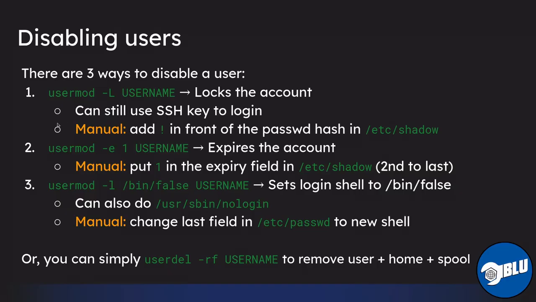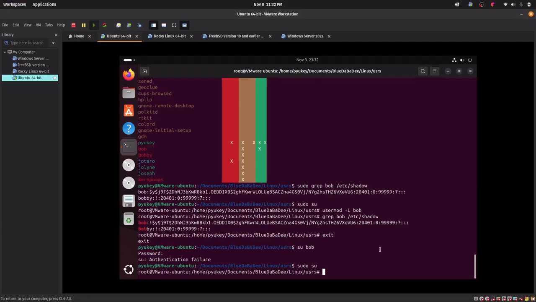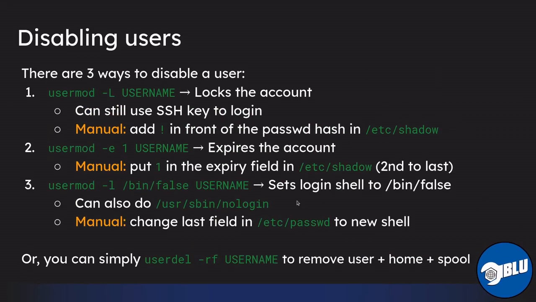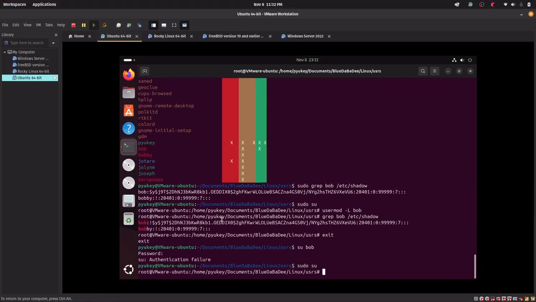So there's another thing we can do, which is expire the account. So each account has an expiration date defined in etc password. It is this last field over here, which most of the time is blank because most of the time accounts don't expire. But let's say we wanted to expire an account. So again, I'm going to use usermod -E 1, which sets the expiration date to 1, or in other words, as soon as possible.